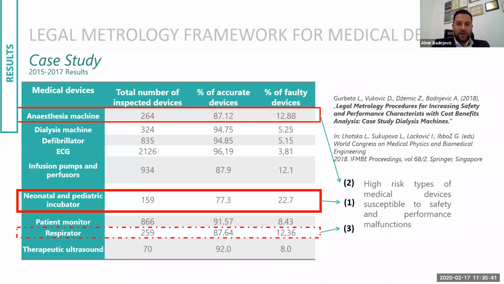When we talk about the numbers, if we want to check which are the high-risk medical devices, we can see that definitely the number one device is neonatal and pediatric incubators. In the first year, we found almost 23% faulty devices. For the anesthesia machine, almost 13%. And for the mechanical respirator, about 12% faulty devices, which is a pretty big number, especially since these are very, very urgent devices.